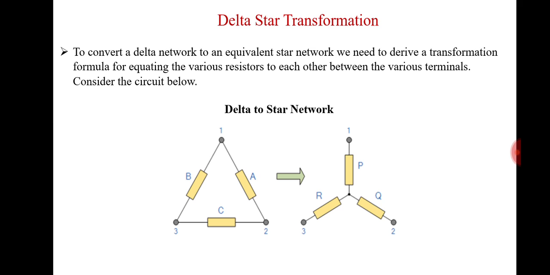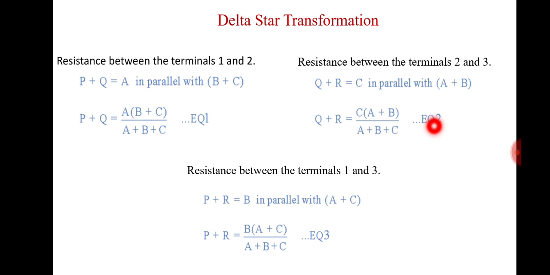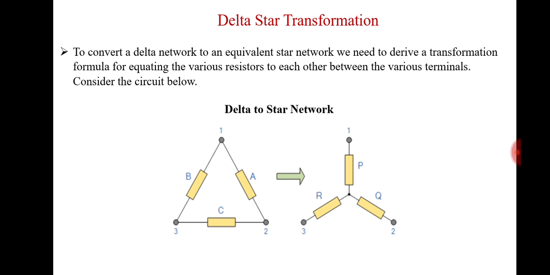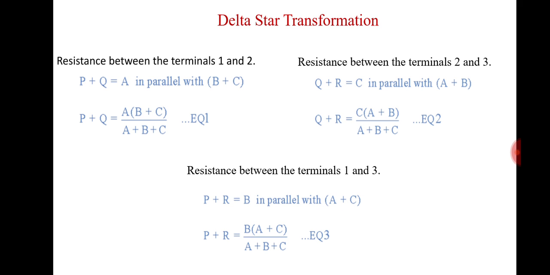Delta star transformation. To convert a delta network to an equivalent star network, we need to derive a transformation formula for equating the various resistors to each other between the various terminals. Consider the circuit below, delta to star network. Here we take A, B, C as the delta connected and P, Q, R as the impedance or resistance of the star connected. Now resistance between the terminals 1 and 2: P plus Q is equal to A in parallel with B plus C.